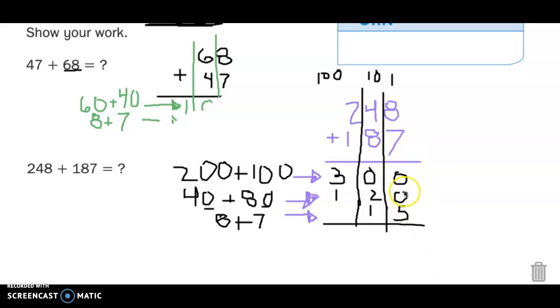0 plus 0 is 0, plus 5 is 5. 0 plus 2 is 2. 2 plus 1 is 3. 3 plus 1 is 4. 4 plus nothing is 4. What is 248 plus 187? Well, it is 435. Awesome.